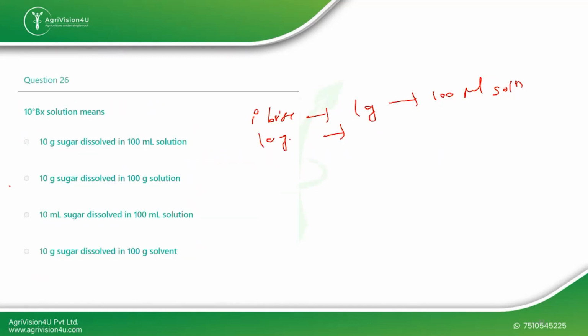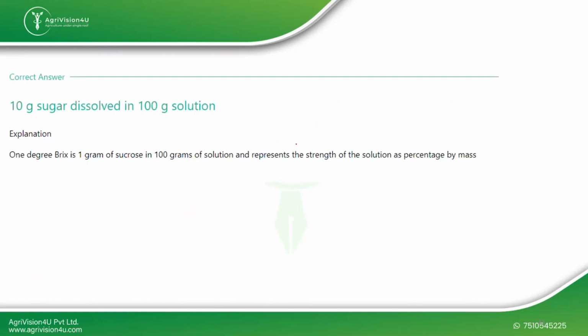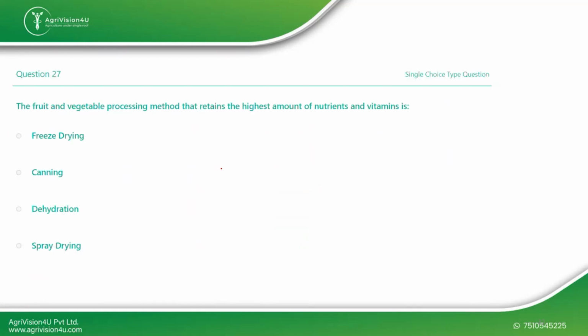100 grams of solution. Okay, 10 grams sugar dissolved in 100 grams of solution. So this is the correct answer. Now the fruit and vegetable processing method that retains the highest amount of nutrient and vitamin is... So the rest of the three procedures, like canning, dehydration, spray drying, will involve some amount of heat in processing, while freeze drying will not involve any type of heat. So that's why the correct answer is freeze drying.